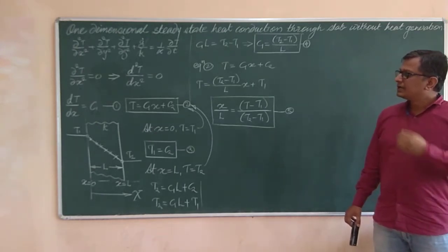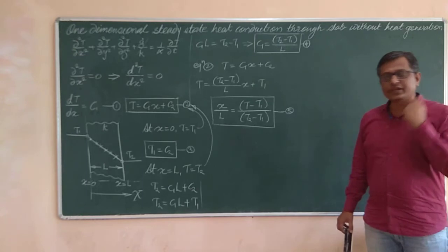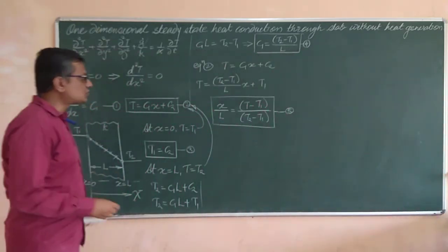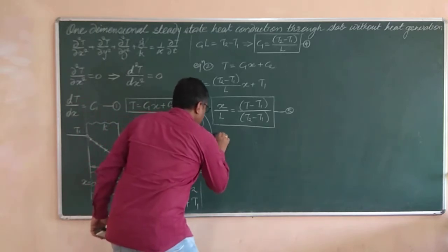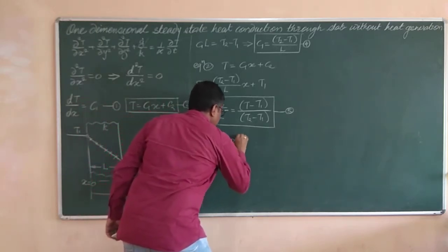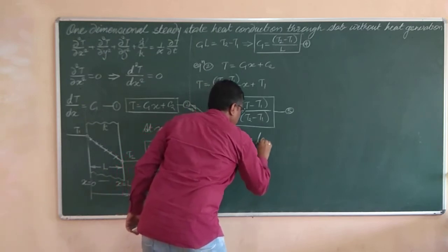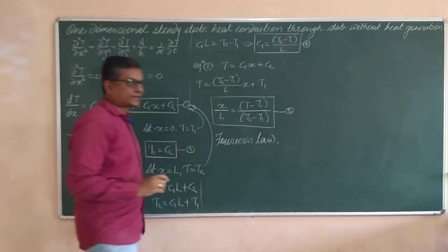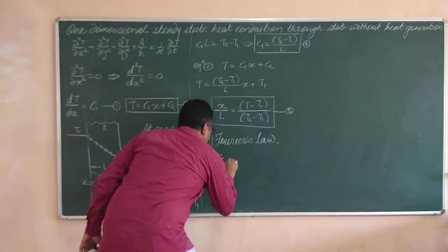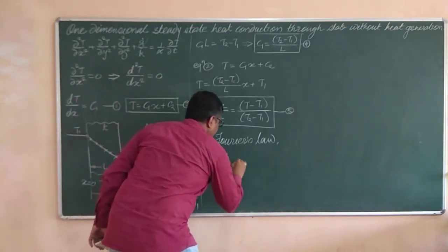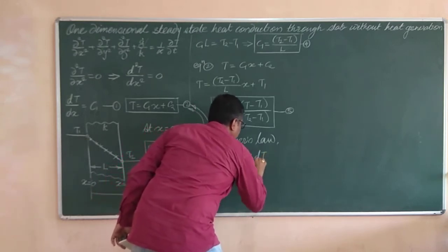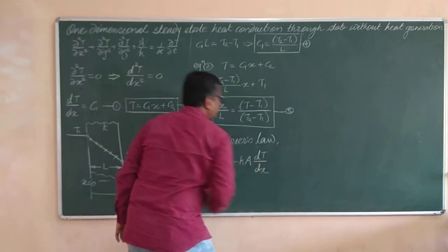Next. Now let us apply Fourier's law and try to find out the equivalent thermal resistance. What is Fourier's law? I would like to write down the statement of Fourier's law. Fourier's law states that the rate of transfer of heat from a slab is equal to minus K into the term dT by dx. So this is what Fourier's law is.